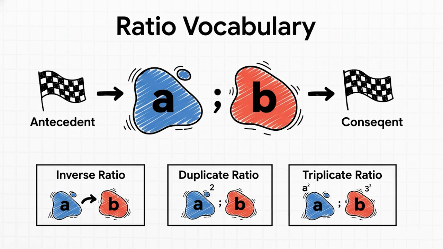Now, there is some lingo that goes along with ratios, but don't worry, it's pretty straightforward. In any ratio, say A to B, the first number, A, is the antecedent, and the second one, B, is the consequent. And knowing these just helps us talk about the different things we can do with ratios, like flip them to get an inverse ratio, or square them to get what's called a duplicate ratio. They're really just labels for different moves you can make.